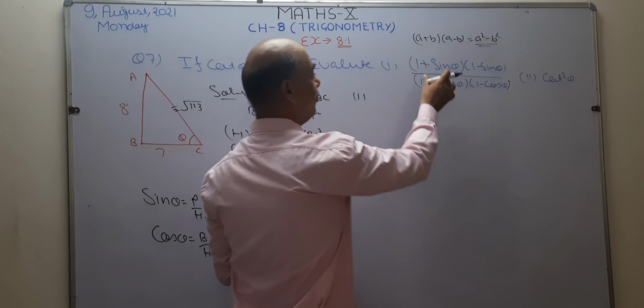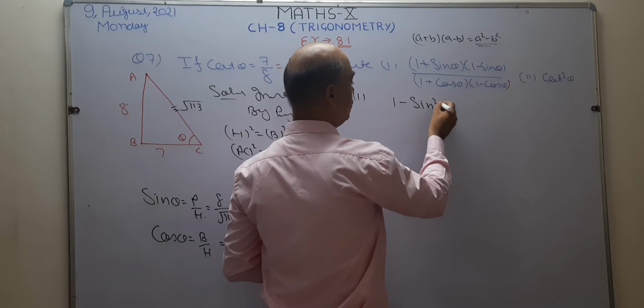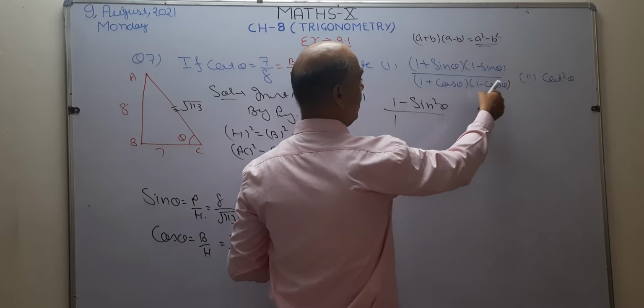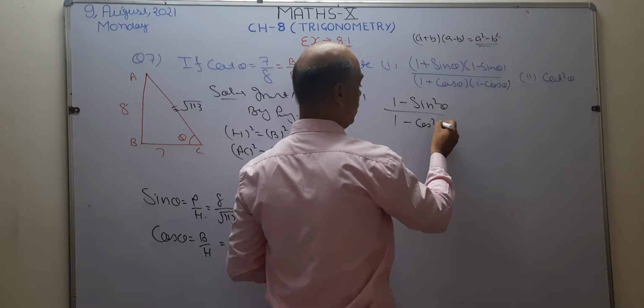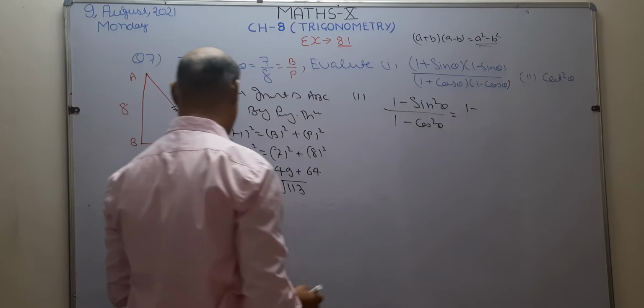In the same way, 1 plus sin theta, 1 minus sin theta can be written as 1 minus sin square theta, because the square of 1 is 1. Same, a plus b, a minus b, so this becomes 1 minus cos square theta. Square of 1 is again 1. Now I want to substitute the value of sin theta.